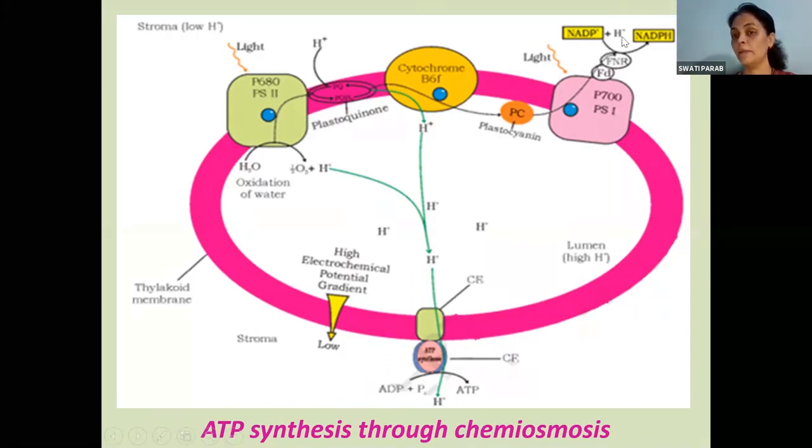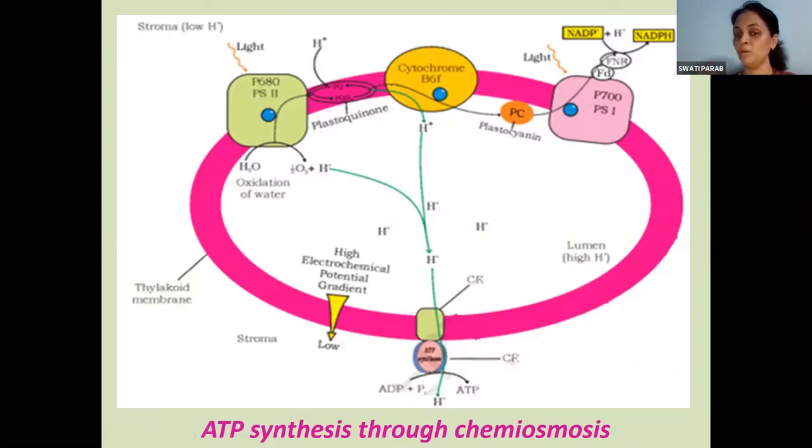Reduction of NADP to NADPH2. है ना? This is a reaction which occurs in stroma. तो इसके लिए हाइड्रोजन की जरूरत है या नहीं है? For the reduction process, do we require hydrogen? Yes or no? Yes, ma'am. So as we require hydrogen for the reduction reaction, obviously the hydrogen from the stroma will be used up.